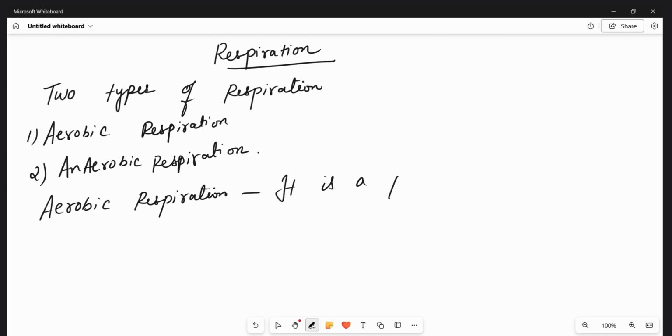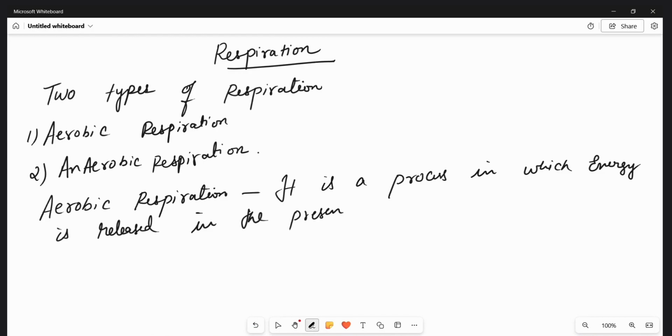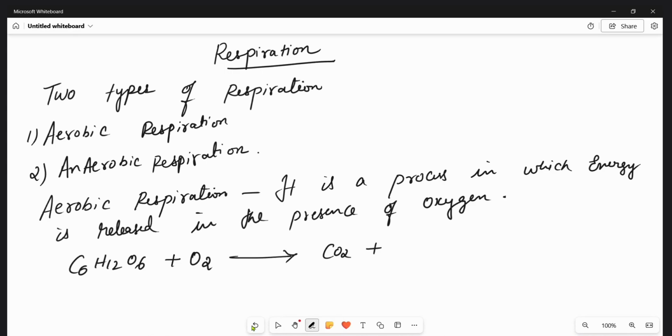Aerobic respiration is a process in which energy is released in the presence of oxygen. C6H12O6 plus oxygen, we get carbon dioxide plus water plus energy.